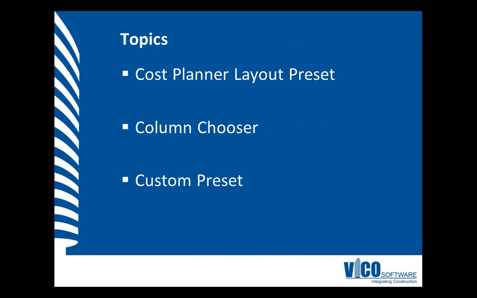I've mentioned the CosPlanner layout presets in the previous videos. They are the predefined sets of visible columns that you can activate to achieve a certain task, such as calculating cost or checking quantities. With the column chooser, you can modify these predefined sets by selecting from the list of available columns which ones you would like to see. You can save the custom set of visible columns by saving your own custom preset.